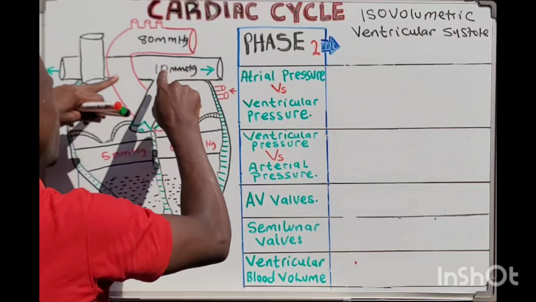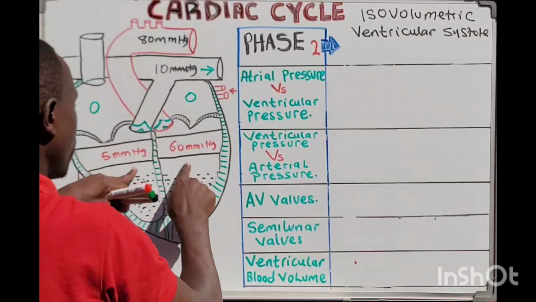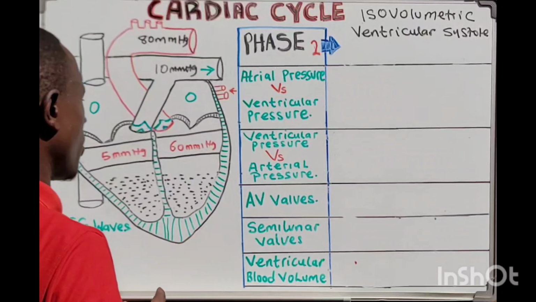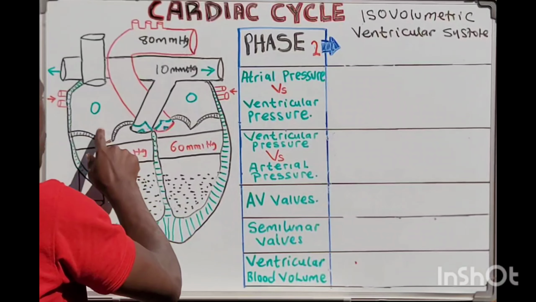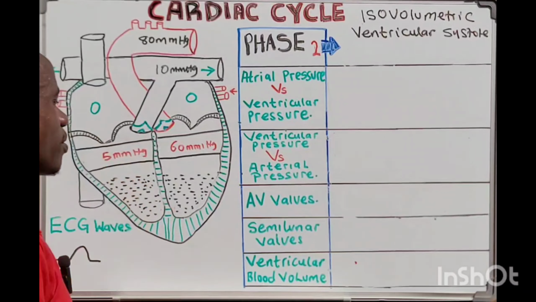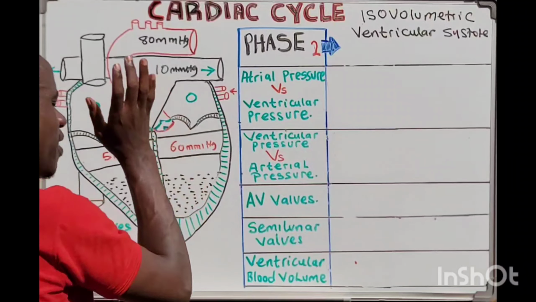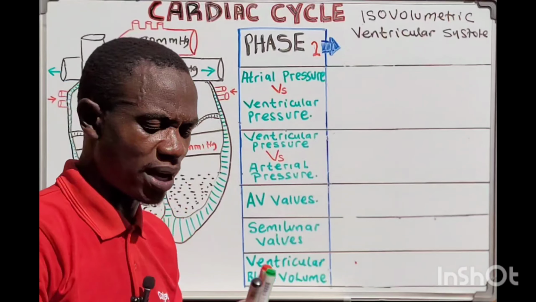But the pressures within the arterial system is going to be greater than the pressures within the ventricles, meaning that we shall have our aortic semilunar valve and pulmonary semilunar valve still closed. Okay, and we shall also have the closure of the AV valves. And during this time, there is not going to be any blood leaving the ventricle, meaning that there is going to be no change in the ventricular blood volume.